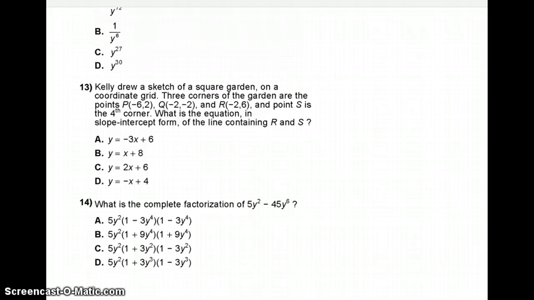A, y equals negative 3x plus 6. B, y equals x plus 8. C, y equals 2x plus 6. D, y equals negative x plus 4.